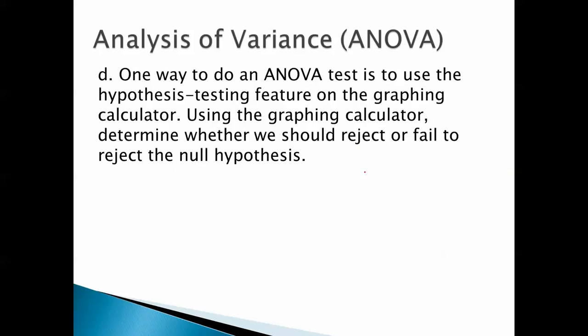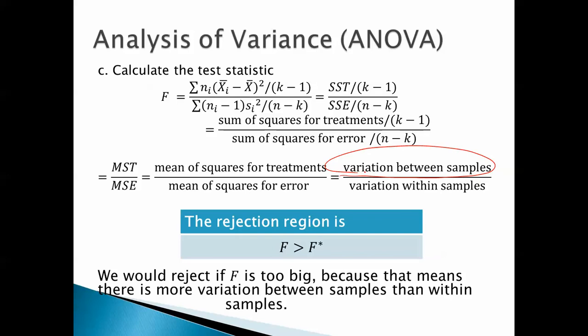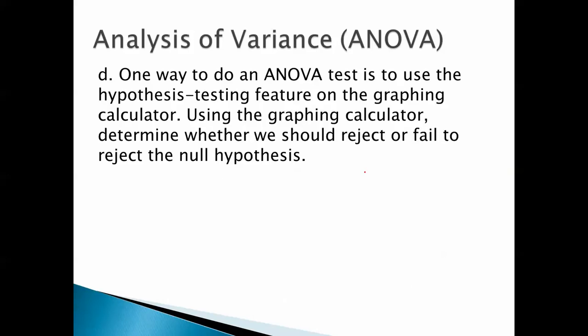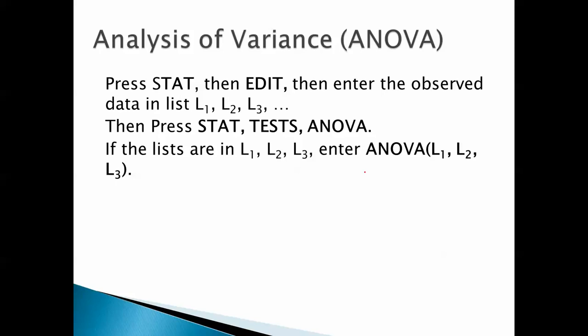One way to do an ANOVA test is to use the hypothesis testing feature on the graphing calculator. Oh, hallelujah. So we're really not going to be using this formula too much. Using the graphing calculator, determine whether we should reject or fail to reject the null hypothesis.